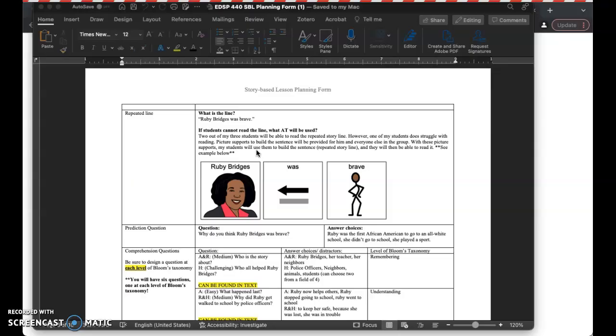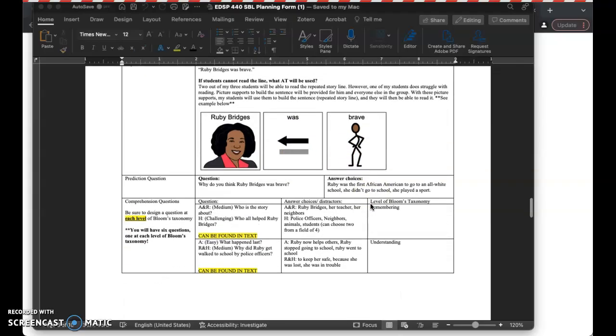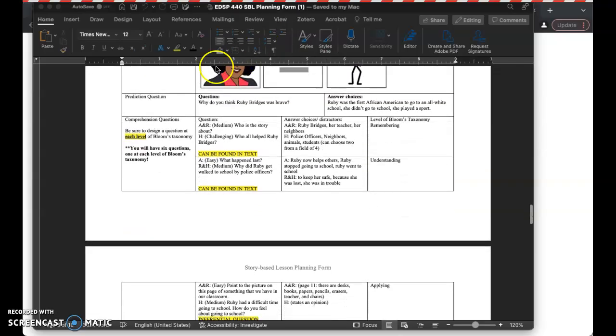She has some information in here about how the students are going to read the repeated storyline. It says 2 of them will be able to read. Then she's using assistive technology and pictures to give her other student access to reading the repeated storyline. So she has her prediction question in here, and she also has several answer choices because remember, there's not an incorrect answer to that question. It's just a guess, okay?